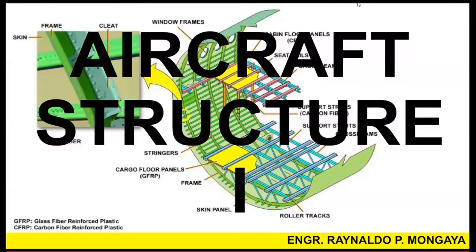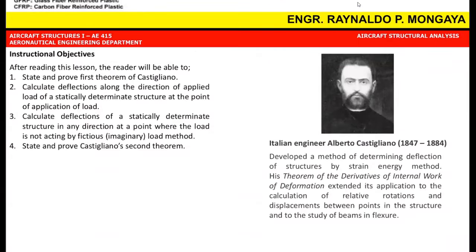Okay, good day. So this is Aircraft Structures 1 for finals term. First we discuss deflection, which we discussed during midterms. Engineer Alberto Castigliano developed a method of determining deflection of structures by the strain energy method. His theorem of derivatives of internal work of deformation extended its application to the calculation of relative rotations and displacement between points in the structures and to the study of beams in flexure, which was discussed last time.